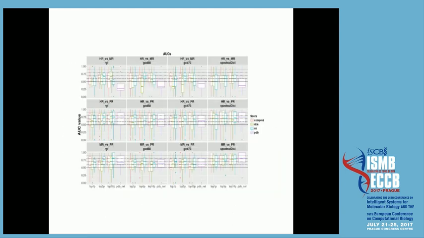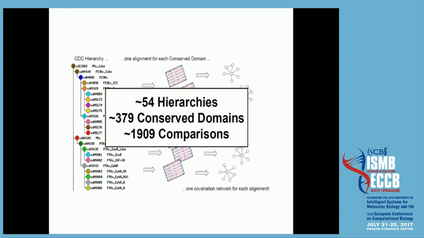Okay, that's our database. It's here. We control for sequence identity, for diversity. We use families that have 50 or more sequences. The ones that have fewer than that number, we didn't use. We also control for the diversity. We use sequences that are less than 62% identical. So we have at least 50 sequences and less than 62% identity. In such a way, we analyzed 54 hierarchies that have 300 conserved domains and around 2,000 comparisons. Thank you. Yeah, thanks.